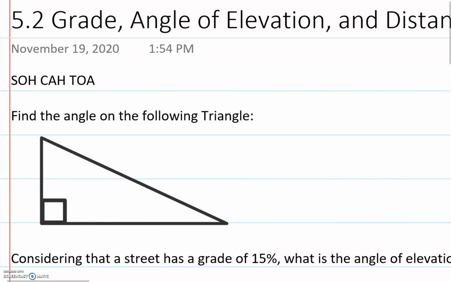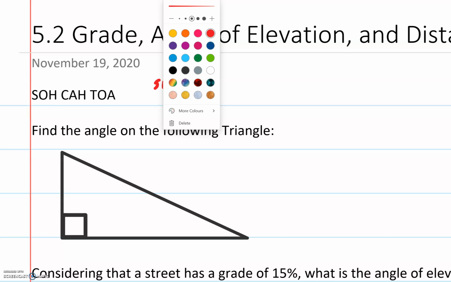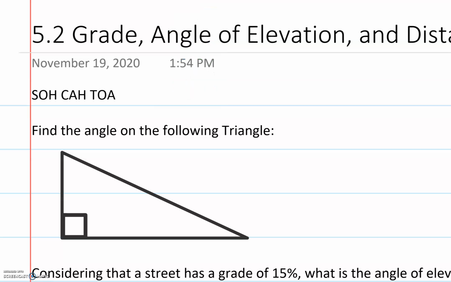Hello and welcome to my video, lesson 5.2 on grade, angle of elevation, and distance. So just to remind ourselves about something from 10-3, something we would have learned last year, is the idea of SOHCAHTOA. SOHCAHTOA is an acronym that helps us remember what to do with sine, cosine, and tangent functions. So let's just start with sine. Let's make that a little bit smaller.